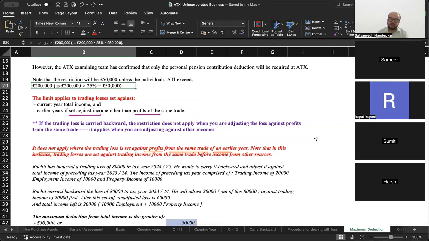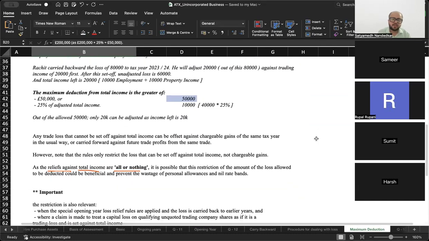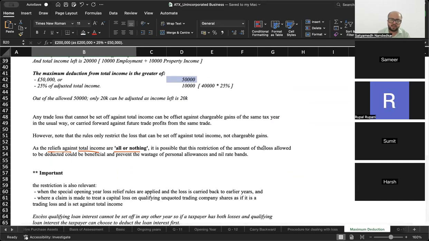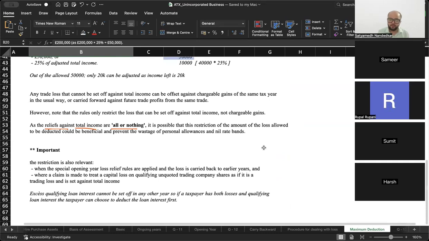If the trading loss is carried backward, the restriction does not apply when you are adjusting the loss against profits from the same trade. It applies when you are adjusting against total income. Okay. It does not apply when the trading loss is set against profits from the same trade of an earlier year. So whenever you are adjusting against same trade of the earlier year, this restriction does not apply. When you are adjusting against total income, only at that point it will apply.